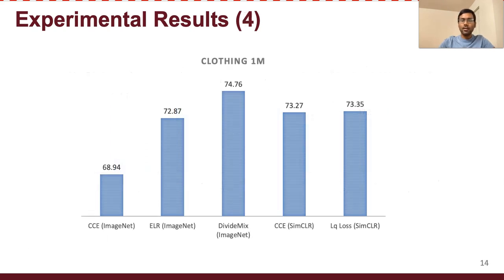And here is the plot on real world clothing 1 million dataset. So cross entropy loss with the contrastive initializer improves performance significantly more than the CC loss with the ImageNet initializer. However, here cross entropy loss with the simpler initializer does not beat divide mix performance, but it brings the number much closer to the SOTA number.